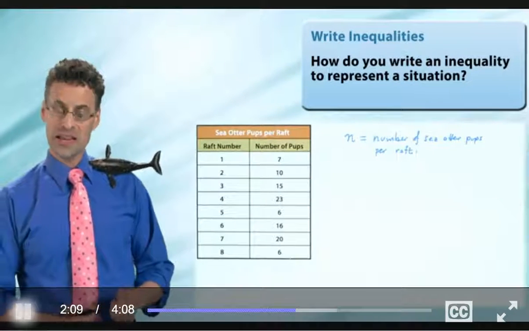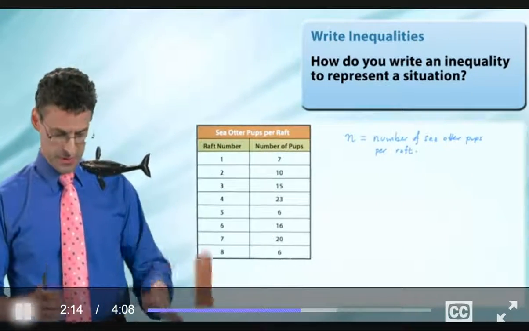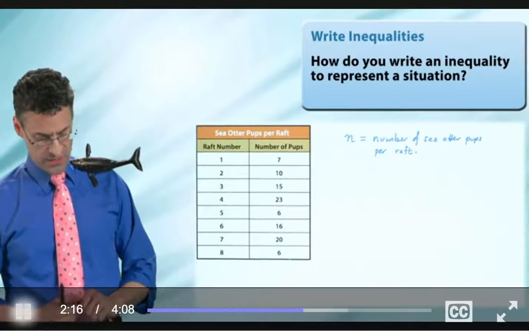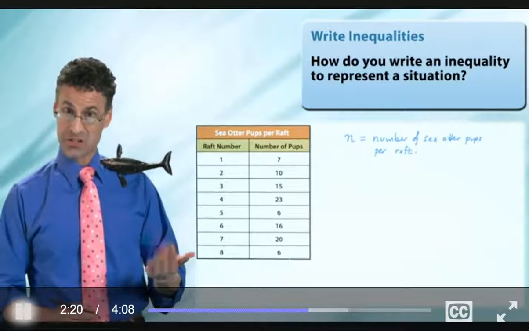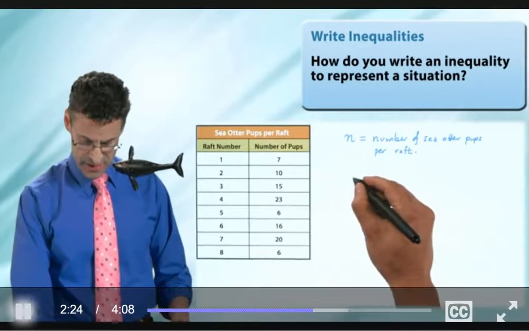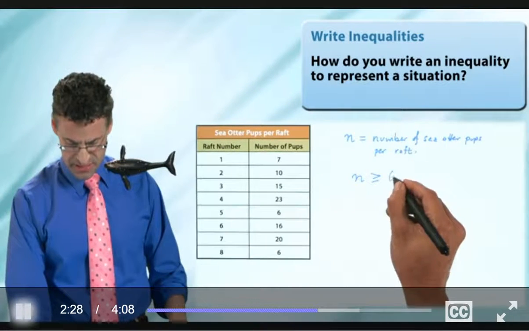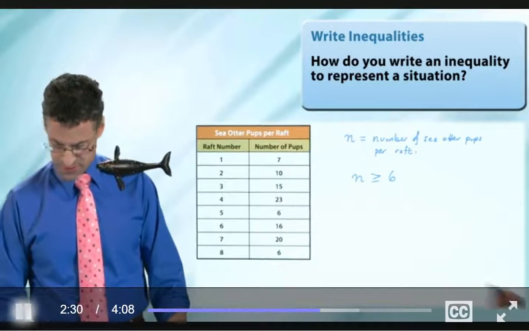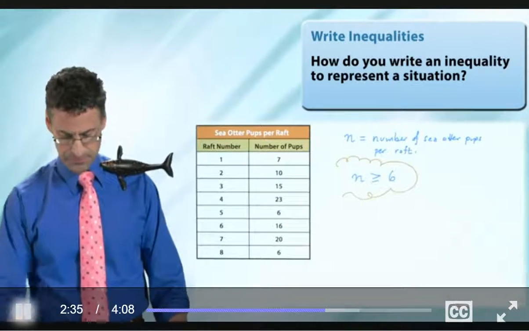So we could actually write an inequality using that fact. We could say that the number of pups that appears on these rafts is greater than or equal to 6, because 6 is the least number. And so I could write that as n is greater than or equal to 6. So there's our first inequality that we created using the table. So that's kind of fun.